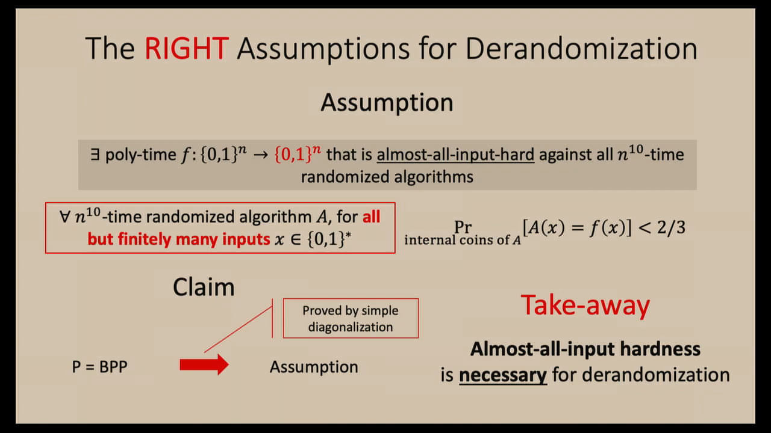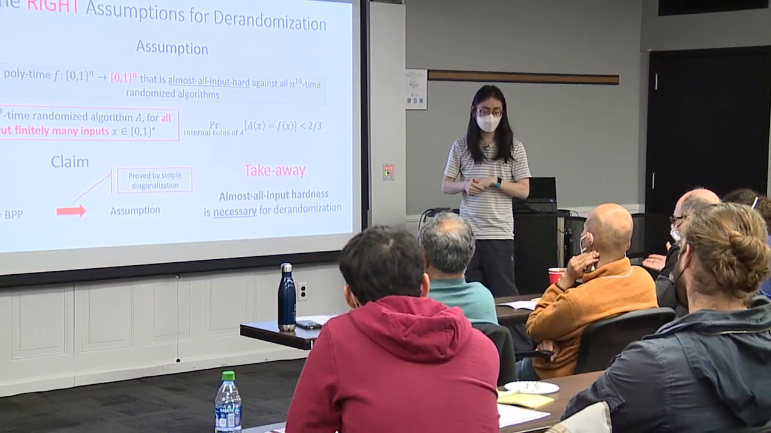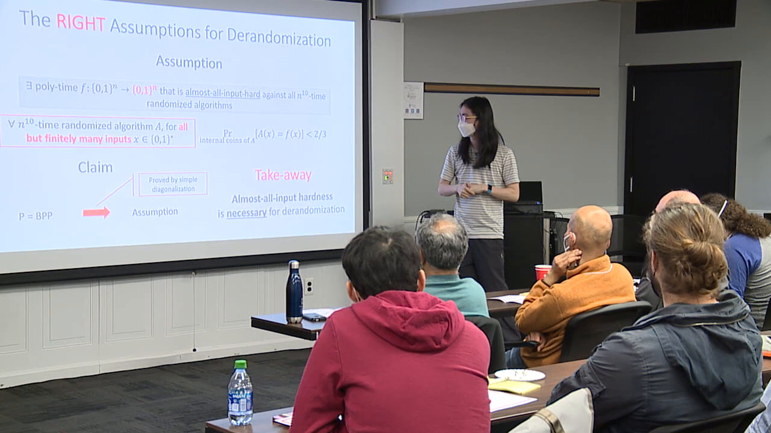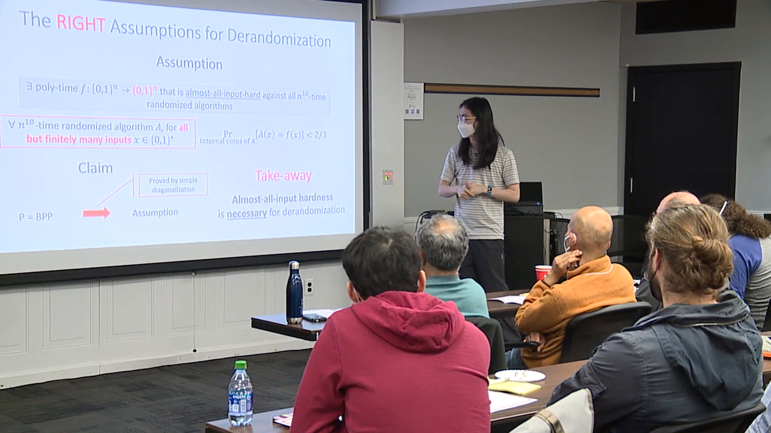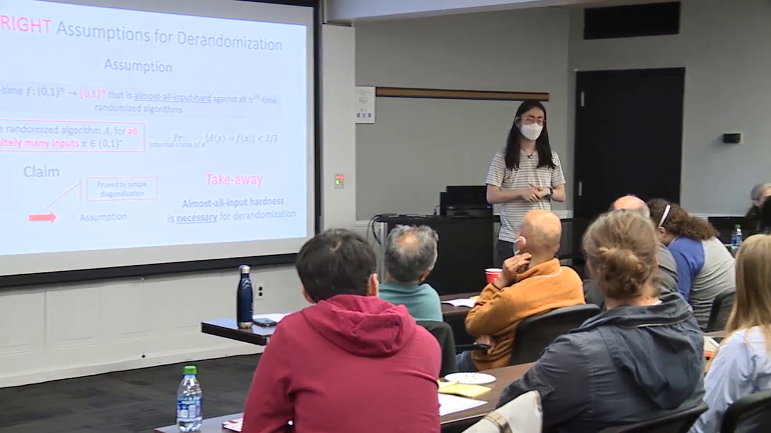So the randomized algorithm is uniform. It is fixed. If it's finitely many points, there is a maximum length. You can just hard code all of them, right? Regardless of their size. But maybe I'm missing something. You can only succeed on finitely many inputs.